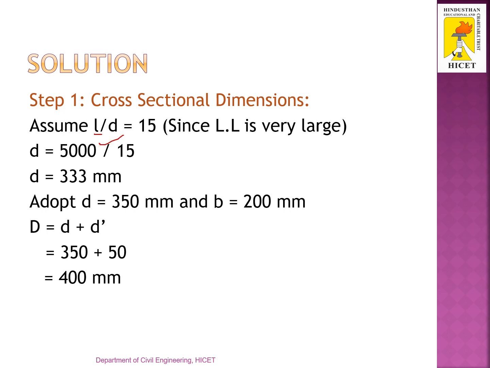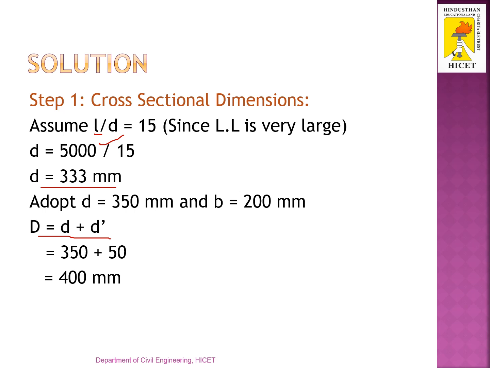right? So 5000 divided by 15, we can get the value of effective depth of our beam equal to 333 mm. So the overall depth of the beam is equal to small d plus d dash, where d dash is equal to effective cover. So the effective cover required for the beam section is 50 mm. So overall depth is equal to effective depth plus effective cover. So 350 plus 50, the total value is equal to 500 mm.